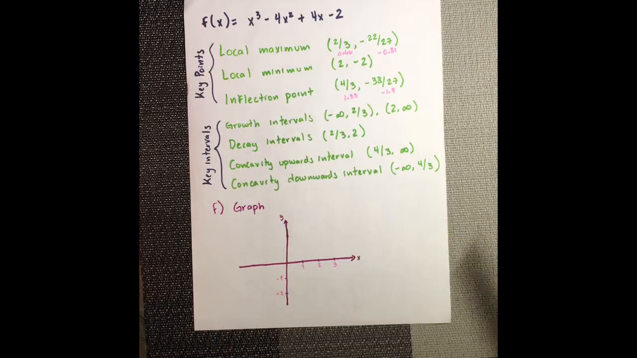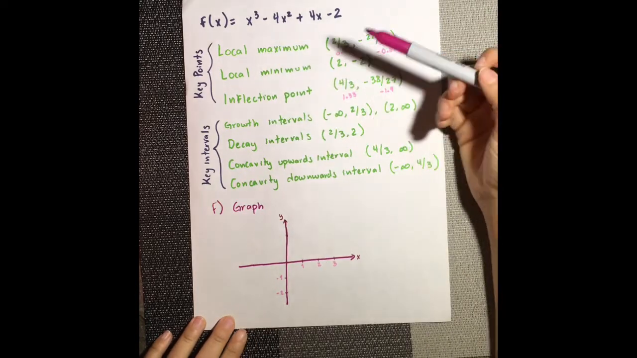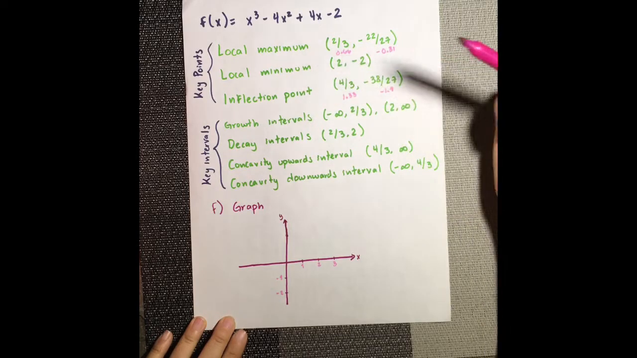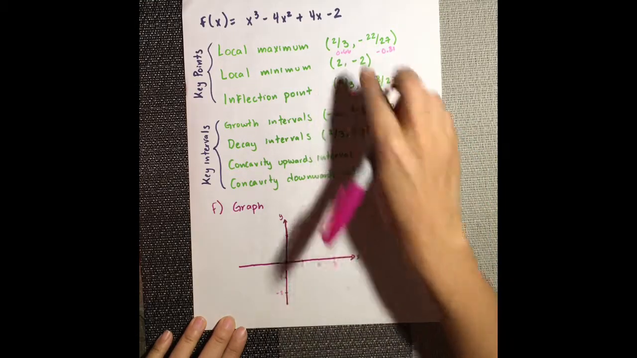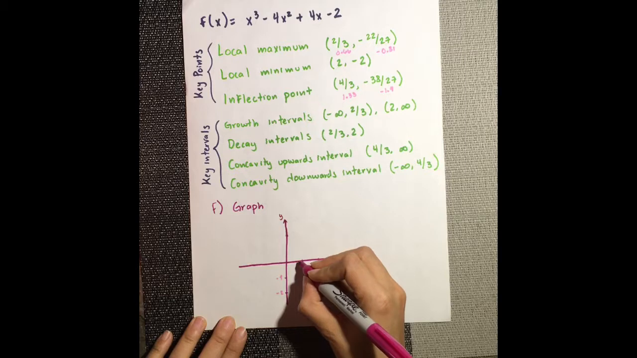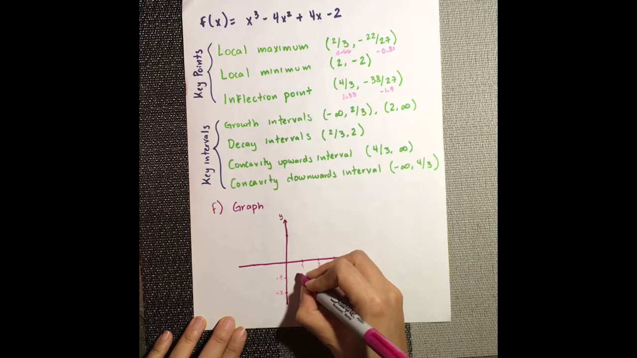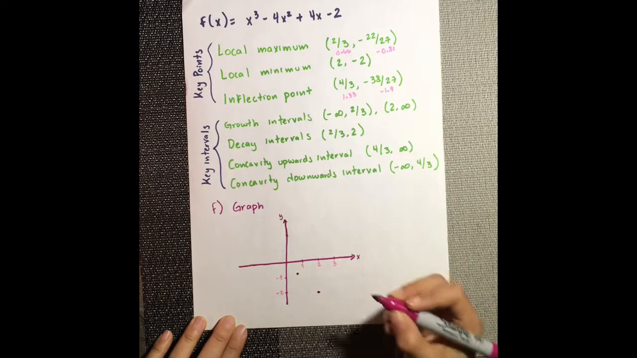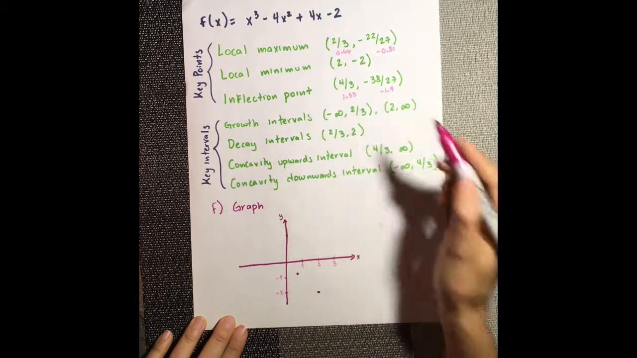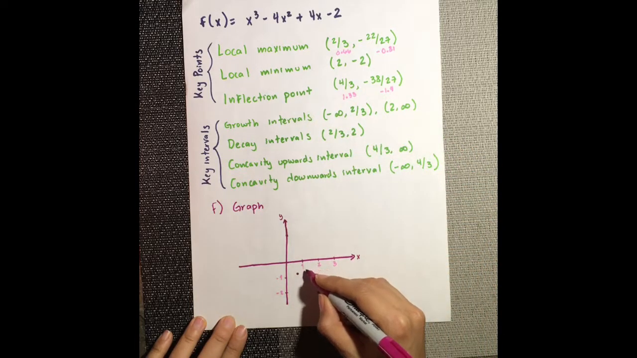So the very last step is to graph our function. We have our key points, which is the local maximum, local minimum, and inflection point. We're going to locate them. So we have 2/3, which is around 0.7. So we have something here, and minus 22 over 27, which is around minus 0.81. So we have that point somewhere near here. The local minimum is 2 comma minus 2, so that's easy to find. And the point of inflection is about 1.33 and minus 1.4, so somewhere around here.